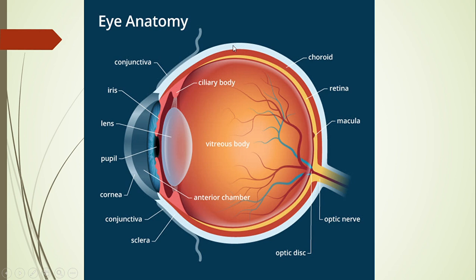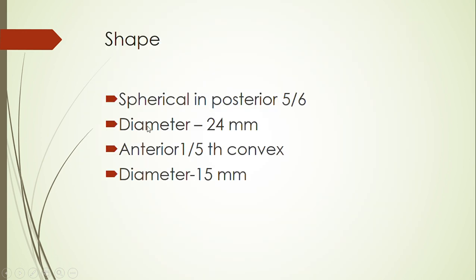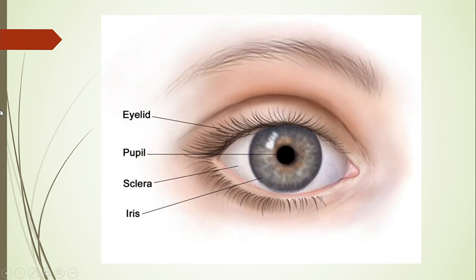If we divide the eyeball into six parts, the posterior 5/6 is formed by the sclera, the white part of the eye, which can be seen externally, and the anterior 1/6 is formed by the cornea. That corneal part is transparent. The spherical posterior part has a diameter of 24 mm, and the anterior part, which can be seen in a convex manner, has a diameter of 15 mm. So that is the difference. And you can see the upper eyelid here and the lower eyelid.